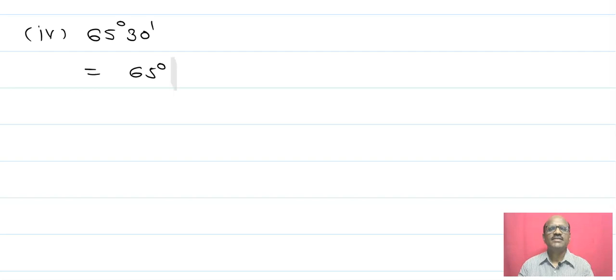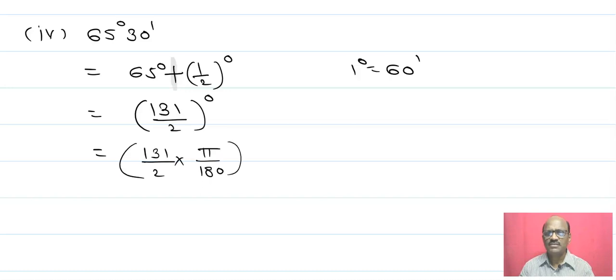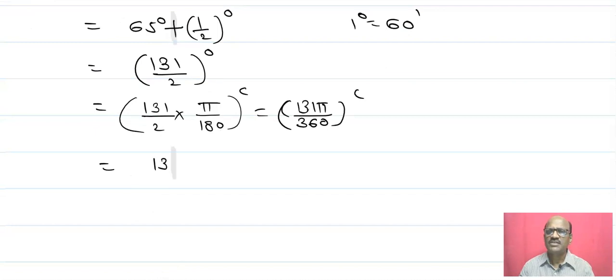65 degree and 30 minutes. That is 65 degree plus 1 upon 2 degree. 1 degree means what? 60 minutes. And it is written in this manner. That is 131 upon 2. Now we will convert in the radian, multiplied with pi upon 180 radian. And normal simplification is there. That is 131 pi upon 360 radian.